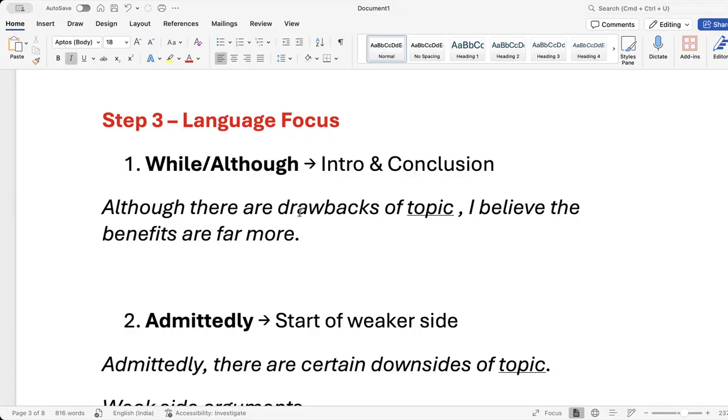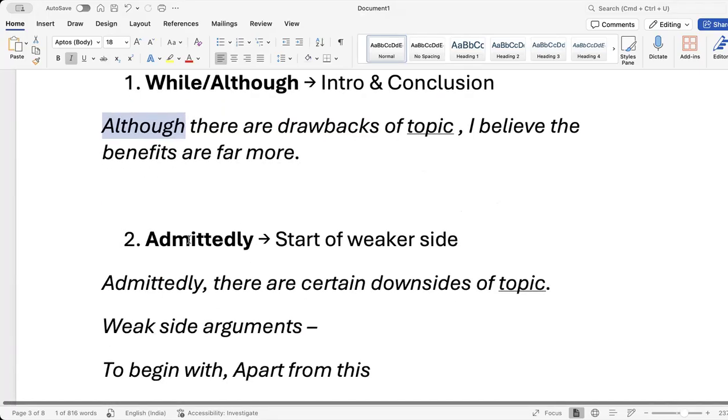Why am I focusing on this part? Because a lot of you make mistakes here. First of all, you add a but here. So I want to tell you, although and but do the same job. Although is also a comparison word which shows a contrast. Although there are drawbacks, the benefits are more. So it's doing a contrast job, but also does a contrast job. So you cannot have both words together in a single sentence. You have to pick one. So we are going to use while and although because they make the sentence more impressive and they are less commonly used than but. Then when I start the weaker side, I begin by writing admittedly.